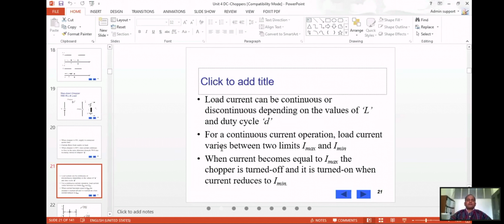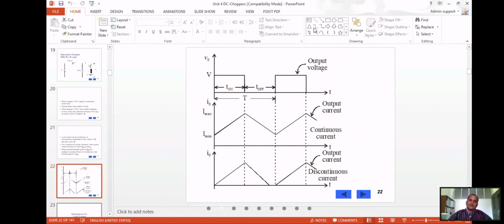In continuous current operations, it will vary from Imax to Imin. There are two limits: one is maximum current and the other is minimum current. When the current becomes equal to Imax, the chopper is turned off. So please remember that when the current becomes equal to Imax, maximum current, then the chopper will turn off. And once the current becomes minimum, then the chopper will turn on. With this waveform, you will understand this.